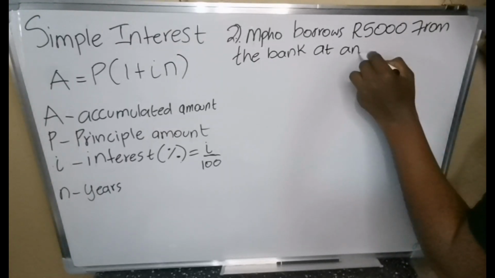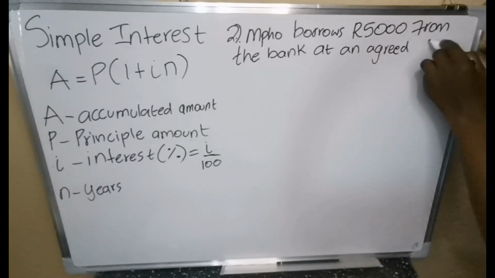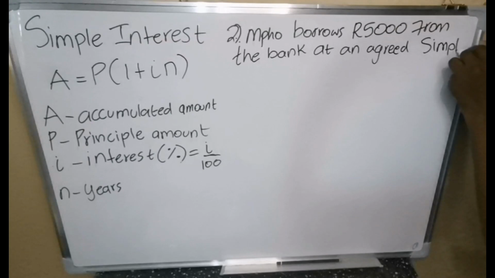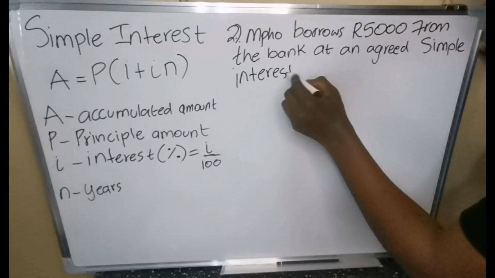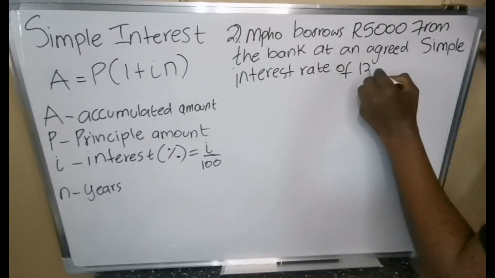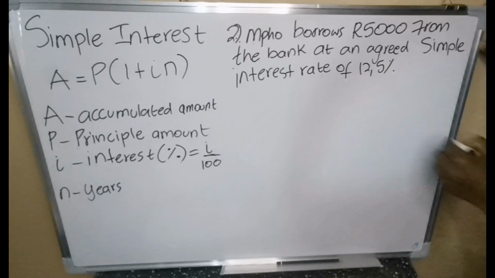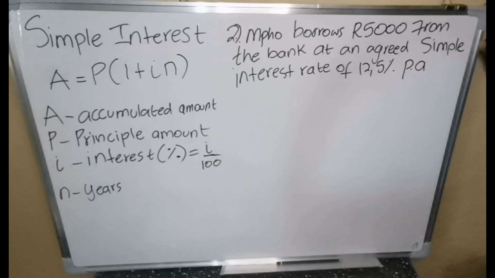At an agreed simple interest rate of 12.5% per annum. PA stands for per annum.